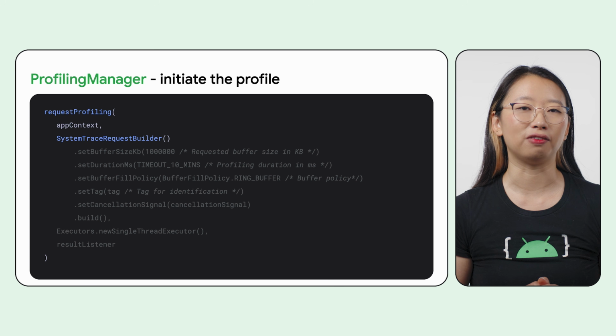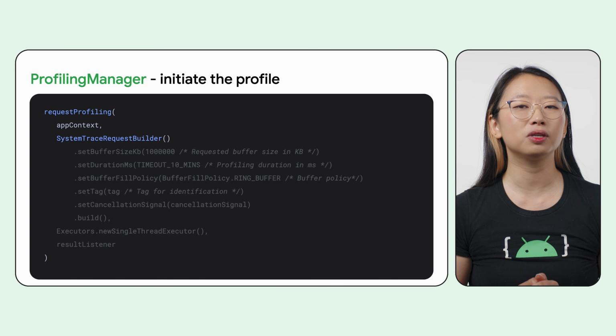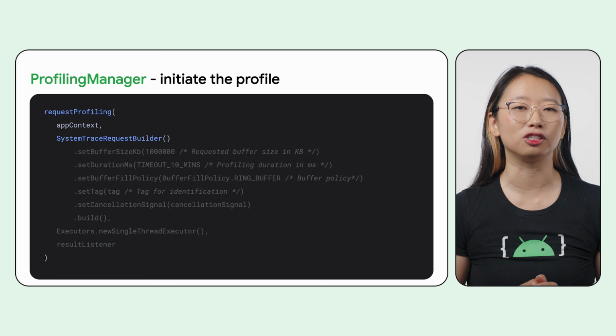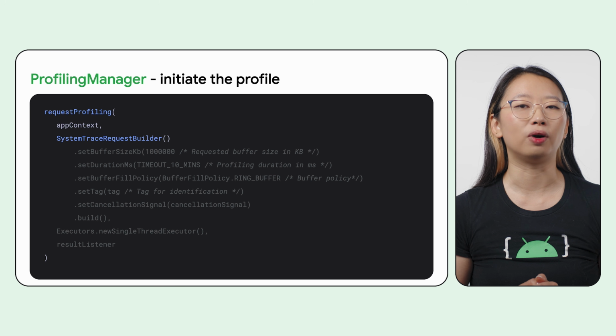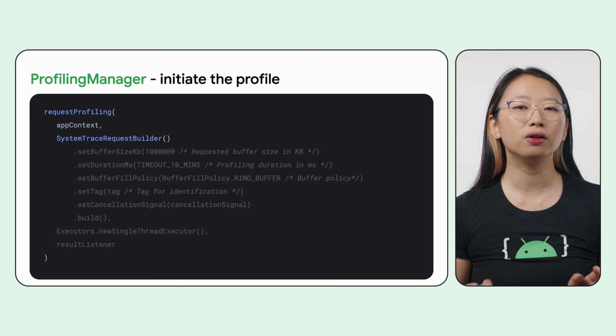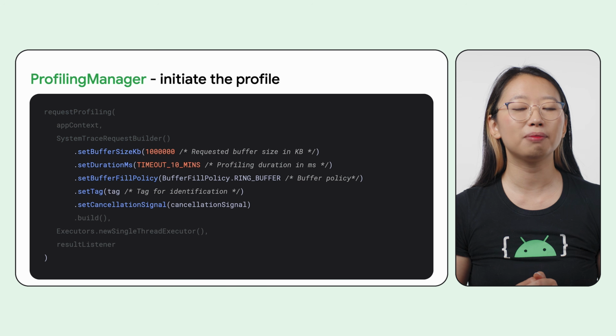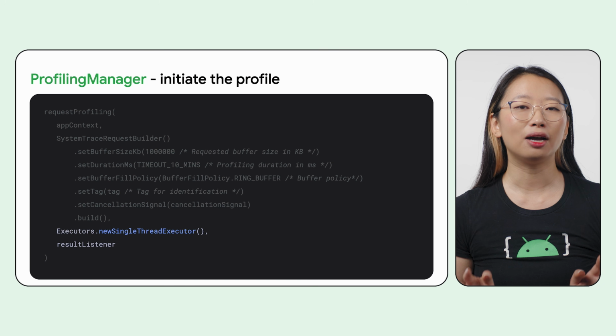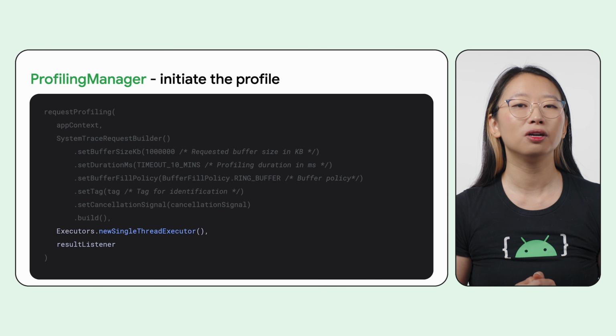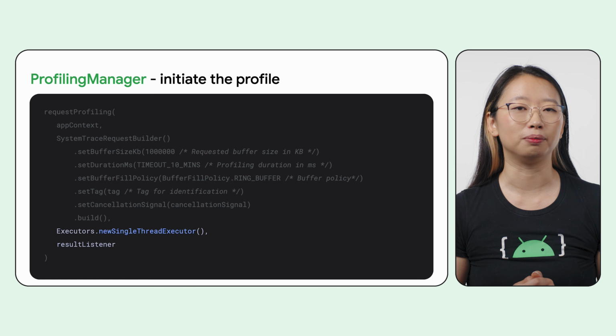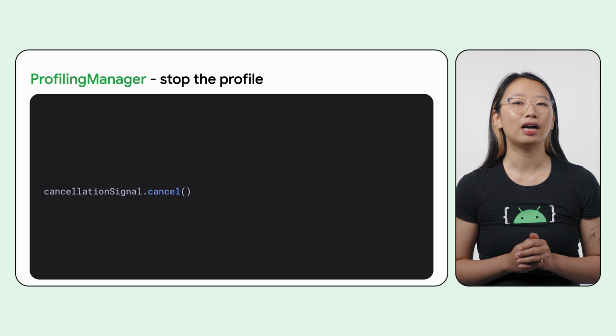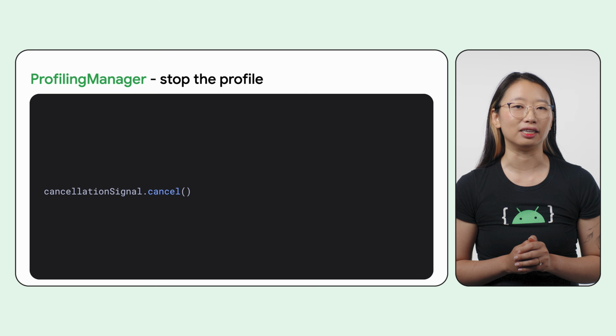Now let's trigger the profile. I suggest calling this trigger where you would anticipate heavy wake lock usage. For example, right before acquiring a manual wake lock. Call the request profile and use the builder pattern to build the system trace request. Set the buffer size, the maximum duration of the profile, the fill policy, the identifying tag, and a cancellation signal. I'll also need to provide an executor, which is what thread the work should run on. To stop the profile, I would call cancellationSignal.cancel.